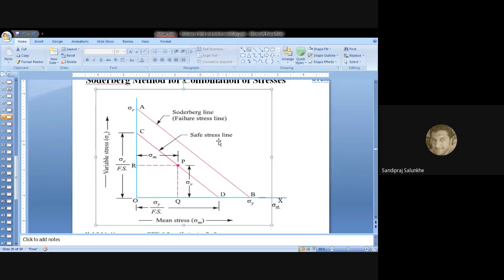So, is it really required to have that Soderberg diagram to be studied, or is only the Goodman diagram sufficient? It is sufficient to have Goodman, and the Soderberg is just a wastage of time. Yes, sir. So, what is your opinion?